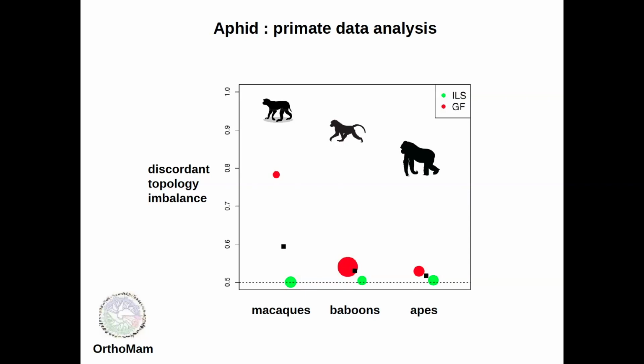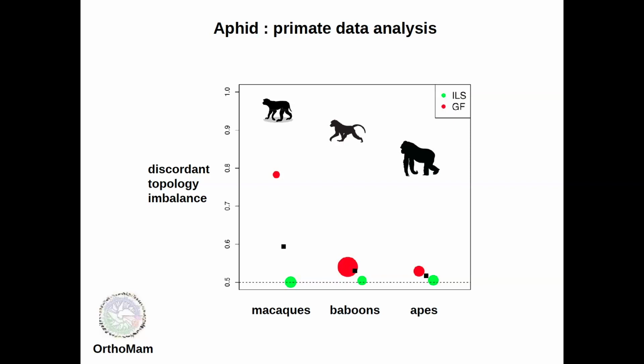Now, interestingly, in the other 2 data sets, what we have is a substantial prevalence of gene flow according to AFID, but in the absence of topological imbalance. And that was particularly the case in apes, which is interesting. And this is why I decided to analyze this triplet a little bit more.